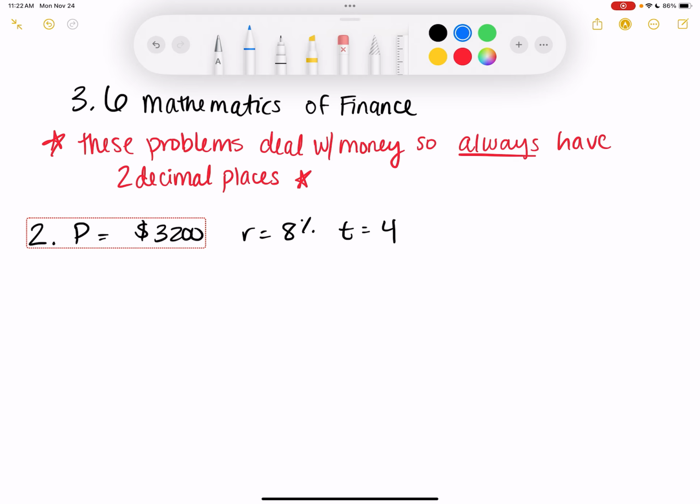All right, so R is going to be given to you as a percentage, just like it was in whatever section, 3.1, 3.2, whatever that was. But we need it as a decimal, so R is going to be 0.08.